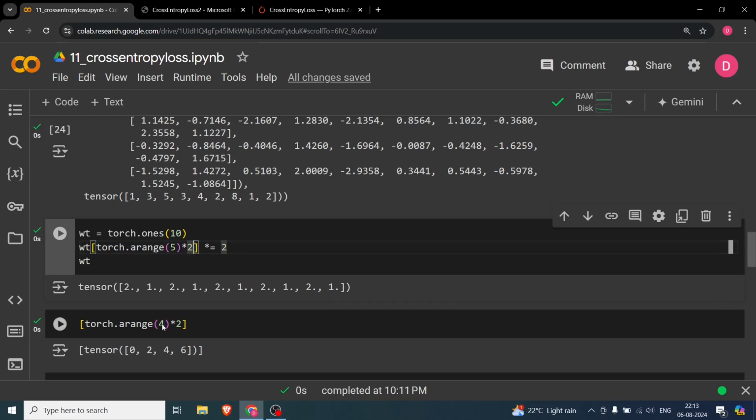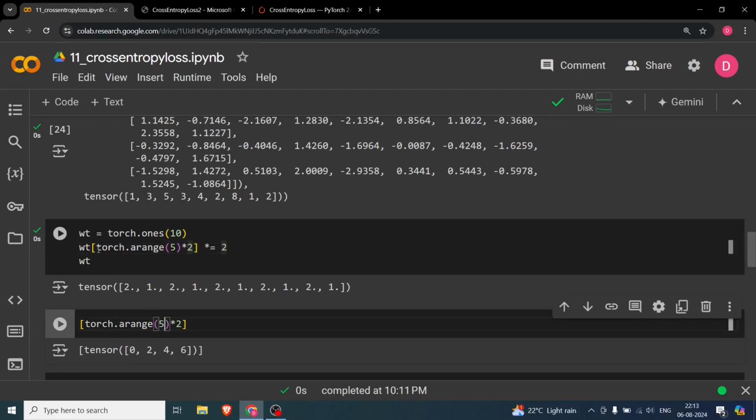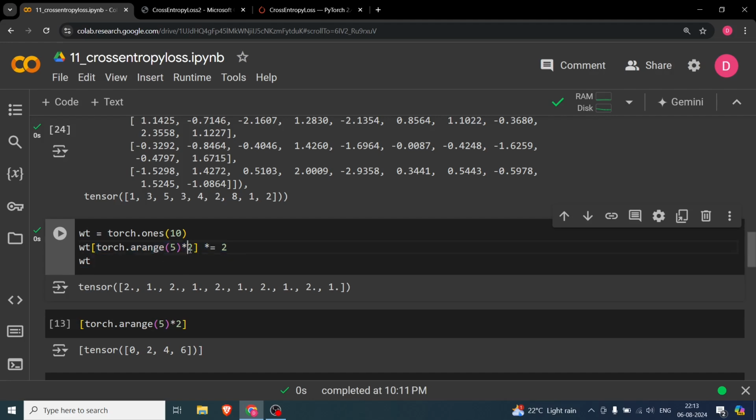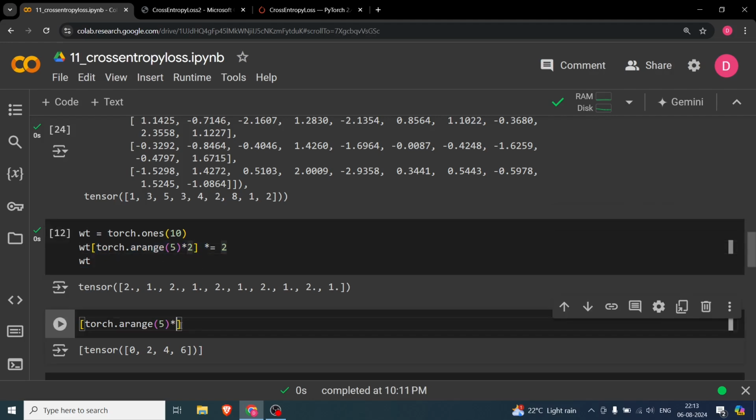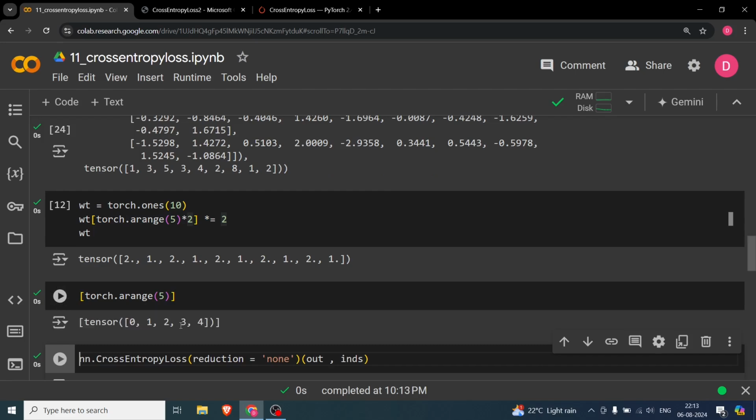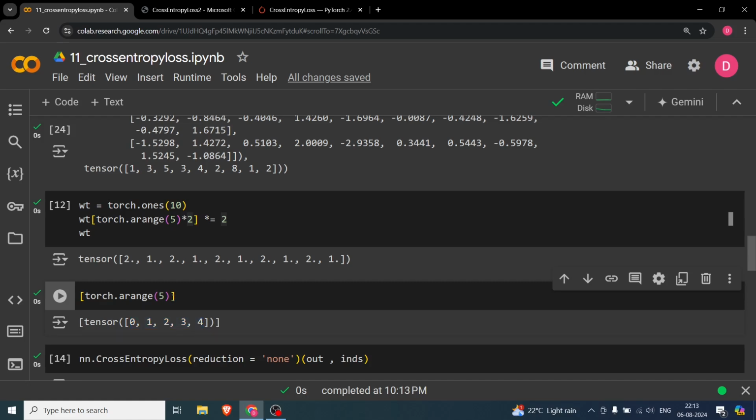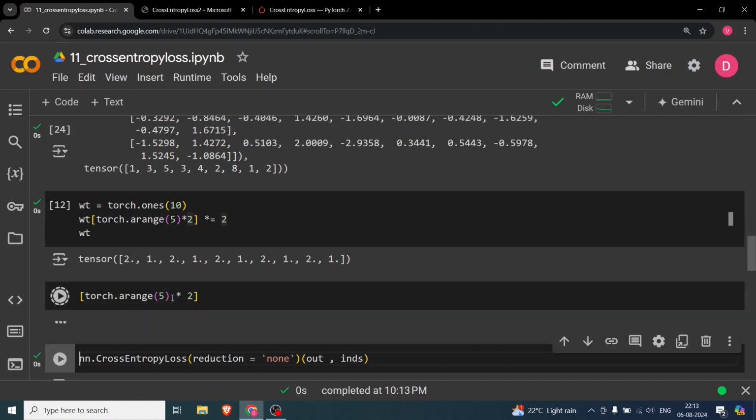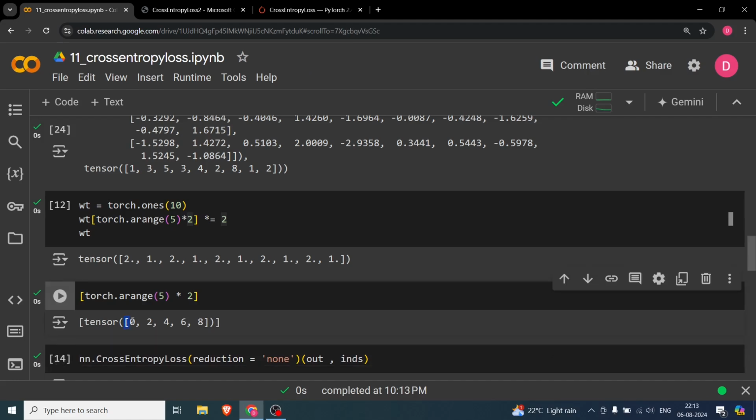Let's see what torch.arange into 2 does. First, let's see what torch.arange does. It will basically give you values from 0 up to the value inside the bracket, however that value inside the bracket will not be included, which is 0 to 4. What if you multiply this by 2? Obviously all these numbers will be multiplied by 2. So it was 0, 1, 2, 3, 4, and if you multiply all of them by 2, you get 0, 2, 4, 6, 8.